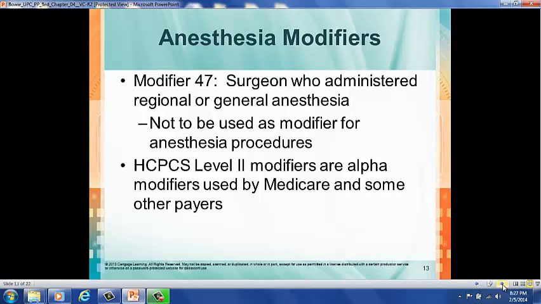As mentioned earlier in the chapter that we've been studying, anesthesia services are performed by anesthesiologists and CRNAs. Medicare and some other payers require the use of the 2-digit alpha HCPCS modifiers. Use the following HCPCS level 2 modifiers with anesthesia codes to identify the exact nature of the service provided.